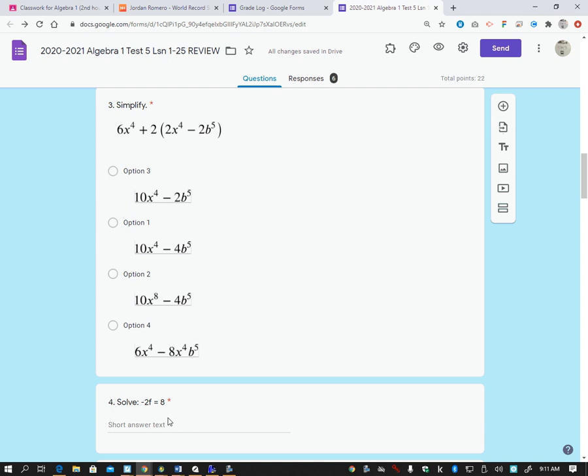Okay? And even if they were the same variable, what if it was 2x to the fourth minus 2x to the fifth? Could I combine them? No, because they don't have the same exponent. Okay, so like terms are terms that have the same variable to the same exponent. So we are distributing. So we have 6x to the fourth. What do I get whenever I distribute? Maggie. Okay, what's that going to give me? Okay, 4x to the fourth.